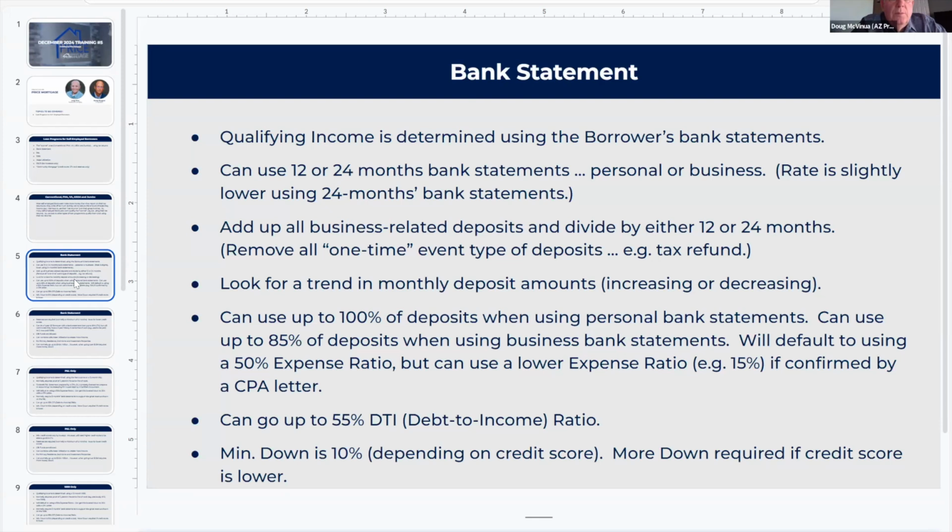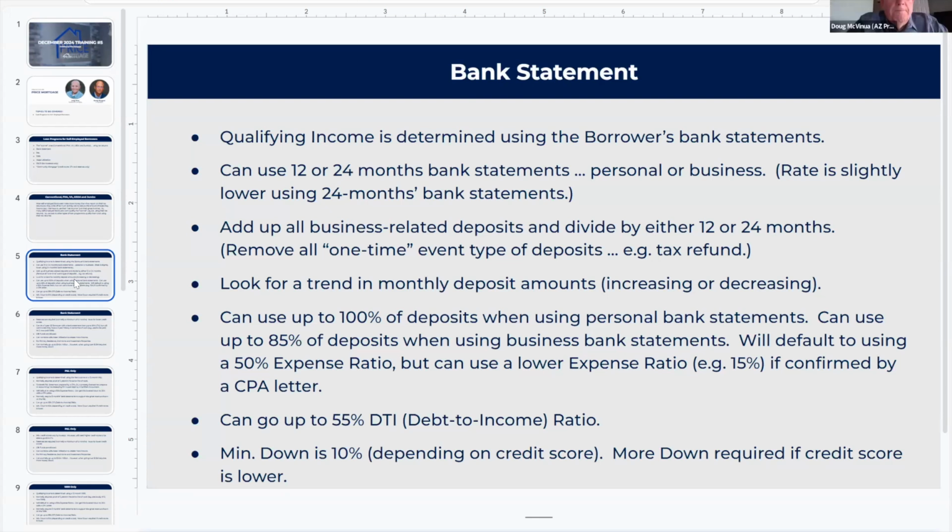What they do is add up all the business-related deposits and divide by either 12 or 24, whichever program we're doing. They try to take out what they determine to be one-time deposits, like a tax refund, which is not a recurring deposit. I also point this out: they're looking for trends as well. Are the monthly deposit amounts increasing or decreasing? That might be another reason why you'd pick 12 or 24 months.